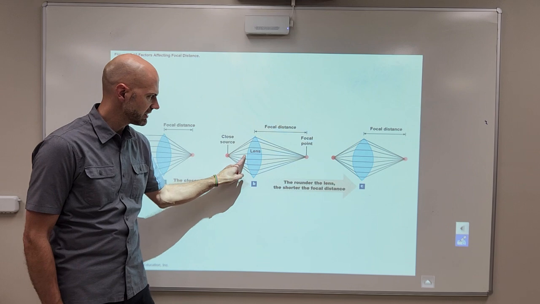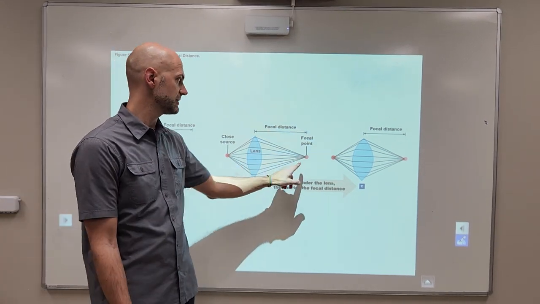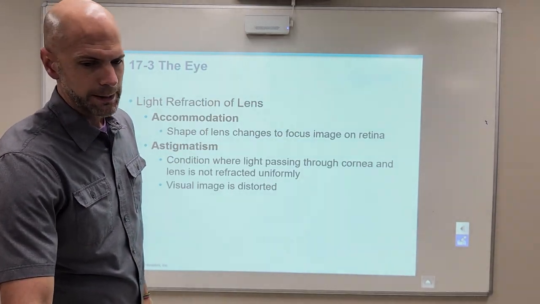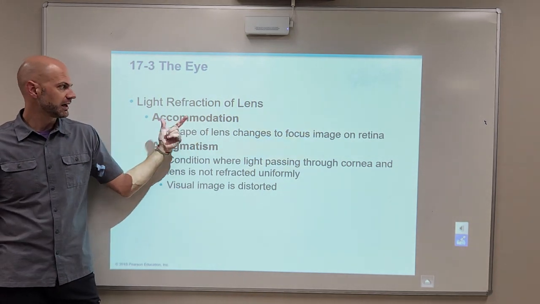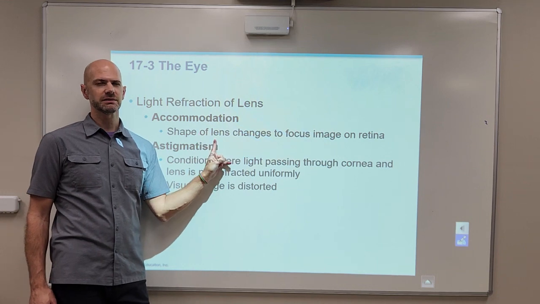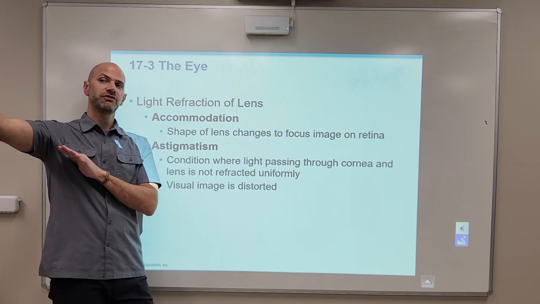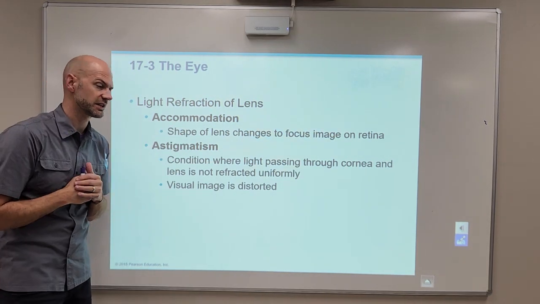And by changing the thickness or that curvature, we can make the proper adjustment to make sure that we have the proper focal length. Accommodation, that's a vocabulary word you need to know. Accommodation is the changing of the thickness of the lens. It's how the lens is fat or thin to accommodate far sight or near sight, a far object or a near object.